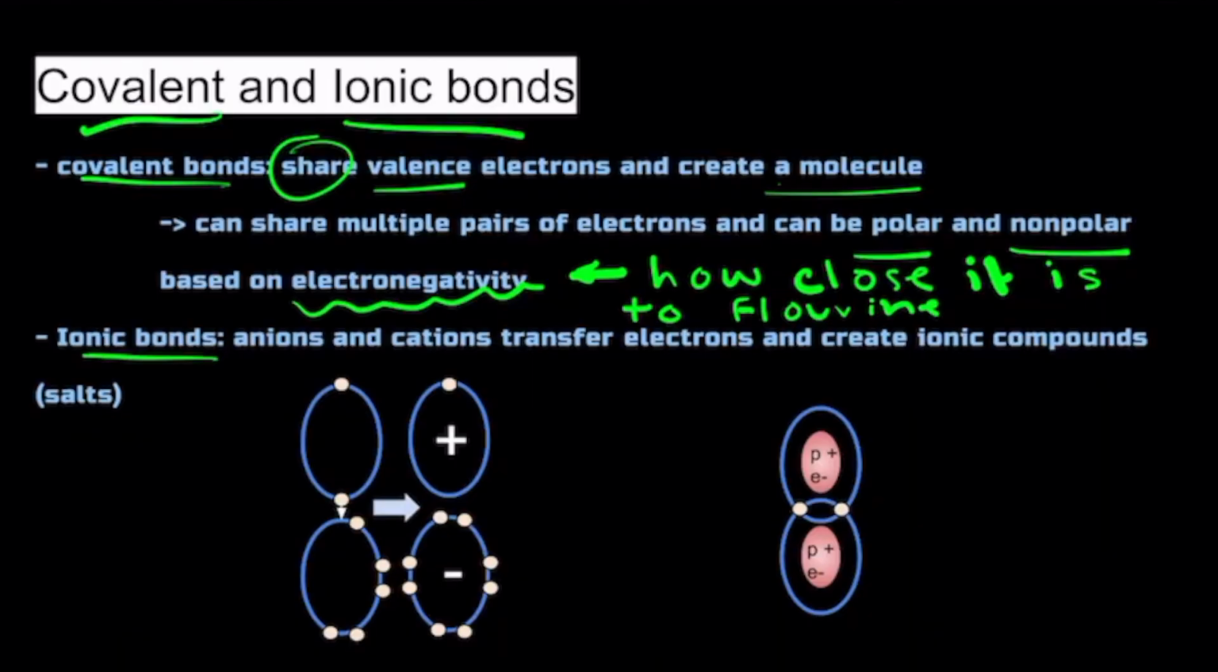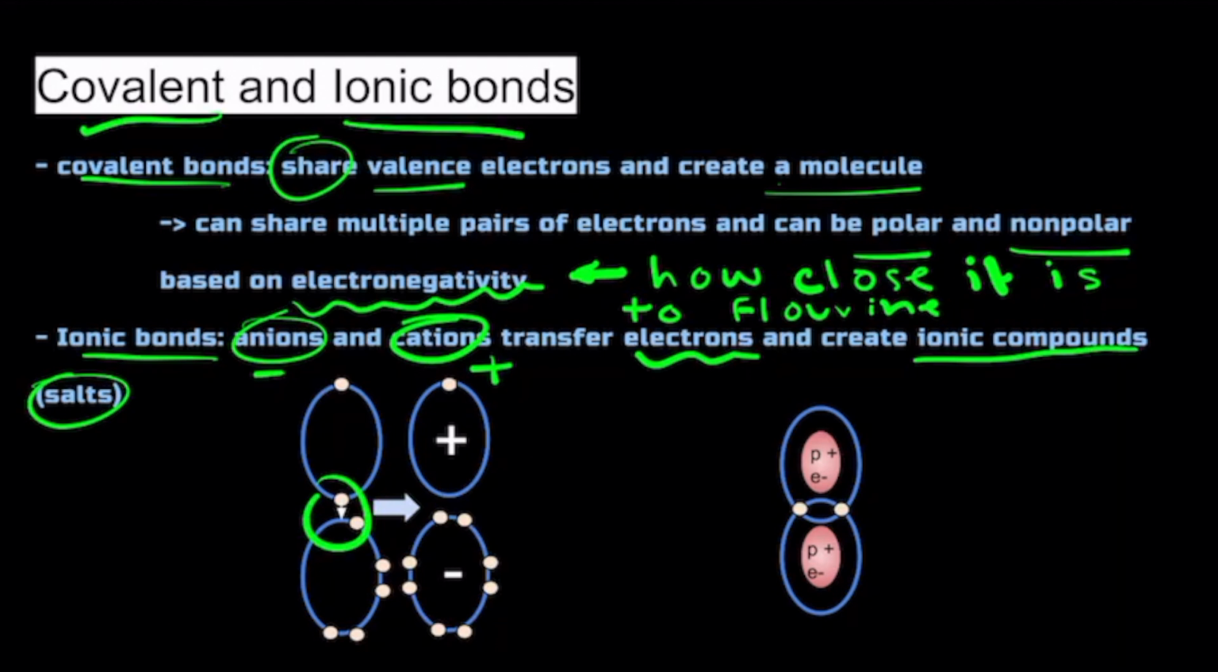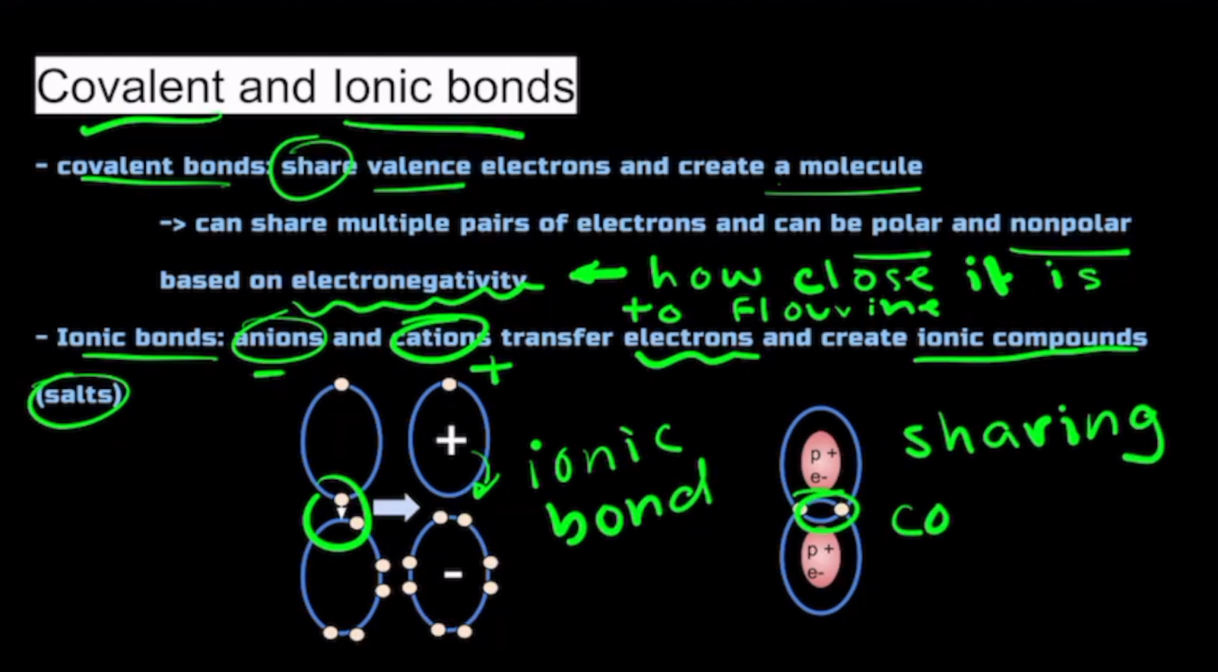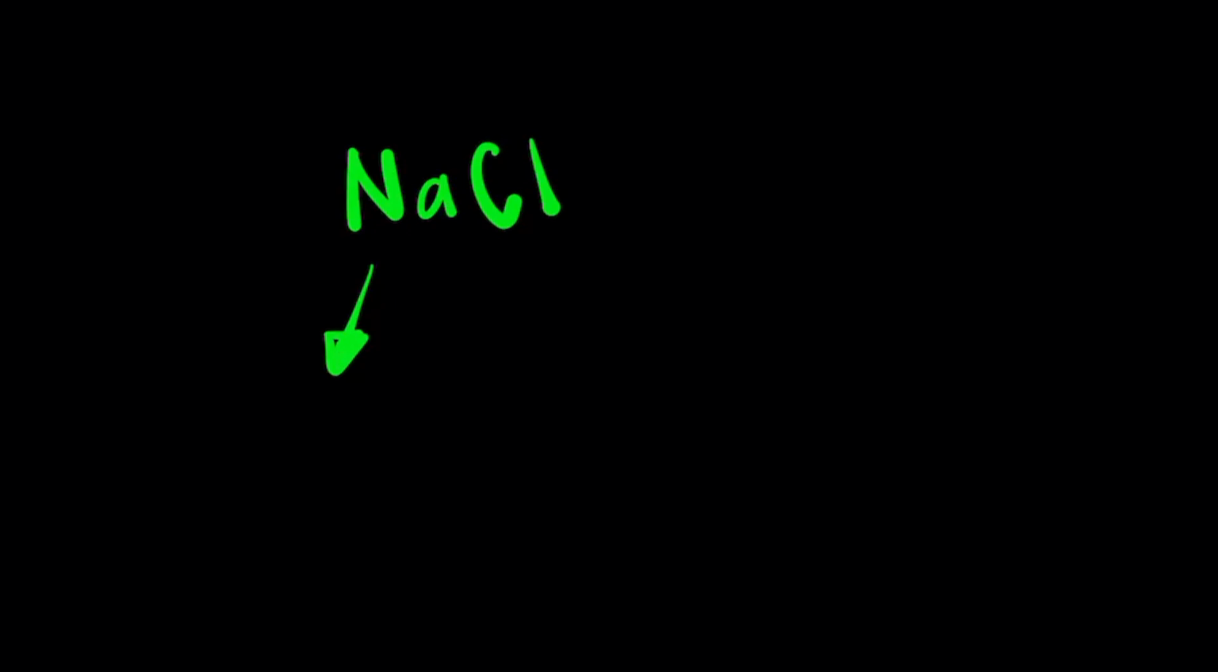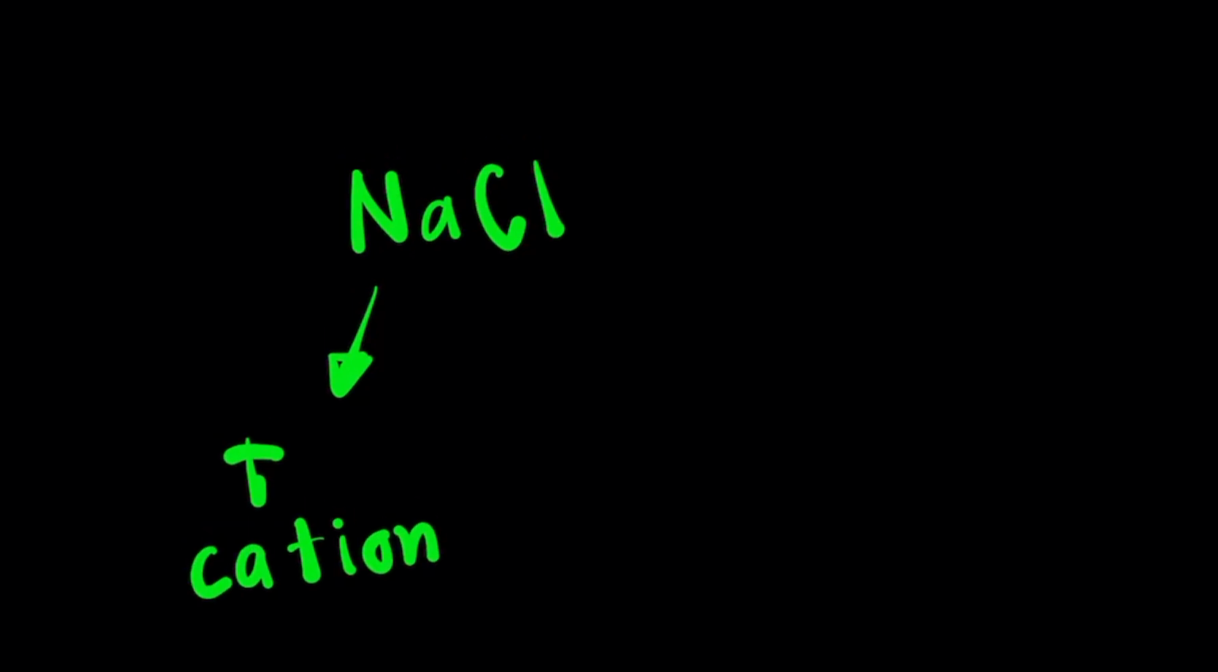Ionic bonds have anions and cations, which are made by the transfer of electrons, creating ionic compounds. These compounds normally form salts. In this picture, the electrons are being transferred from the first element to the second element, creating the cations and anions. The second picture shows a covalent bond because they're sharing electrons. An example of this would be salt, NaCl, and the ionic bond between them creates positive sodium and a negative chloride. The cation is the positive sodium and the anion is the negative chloride.